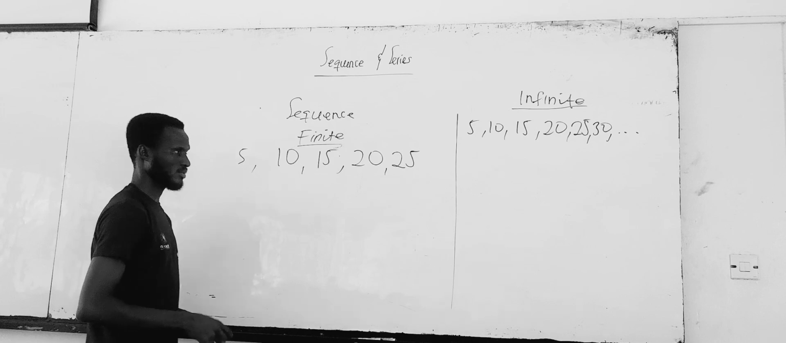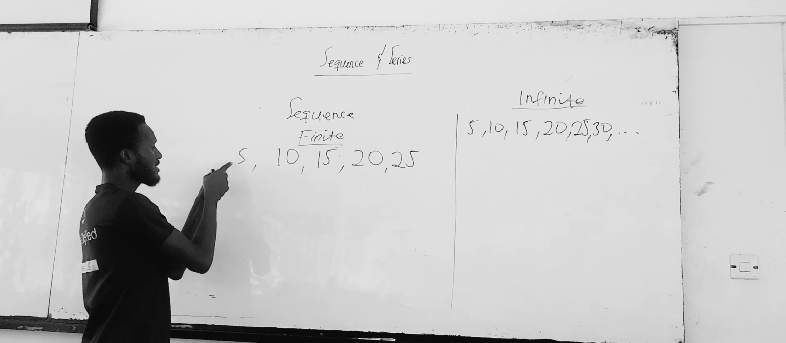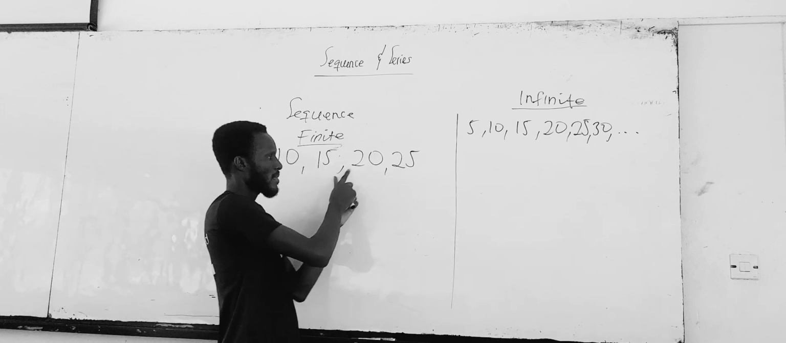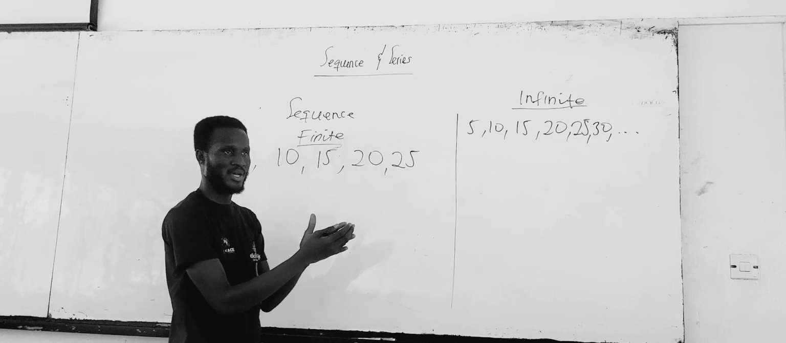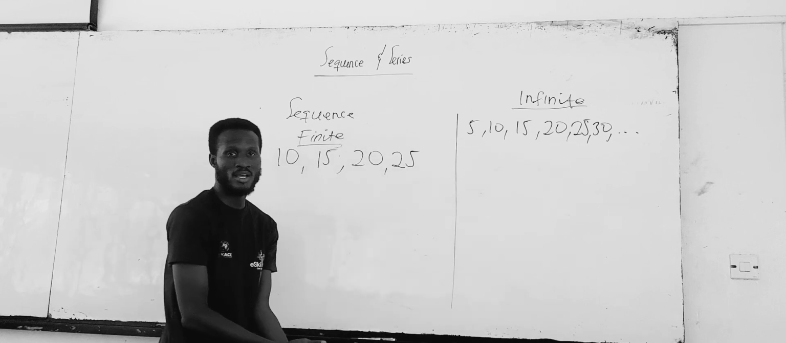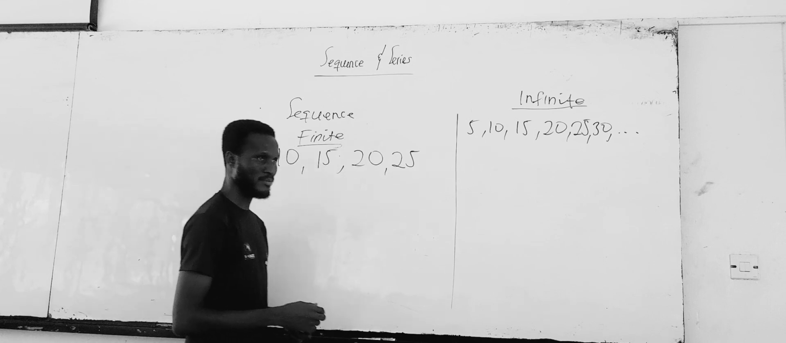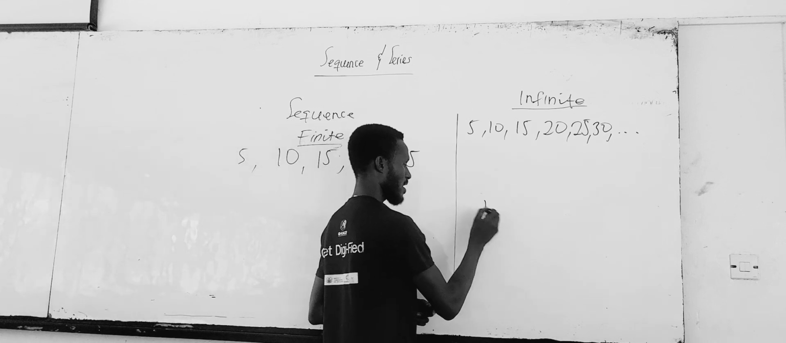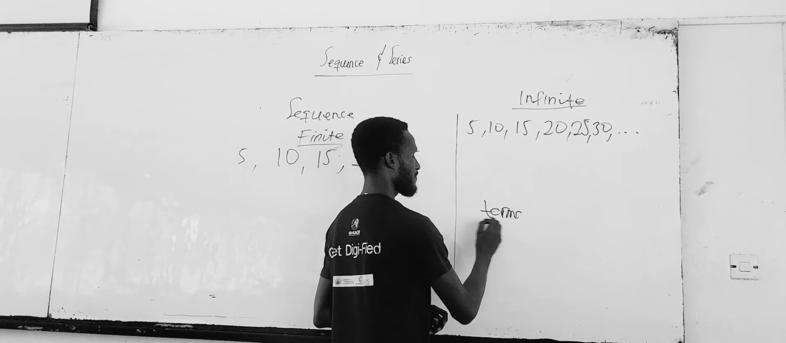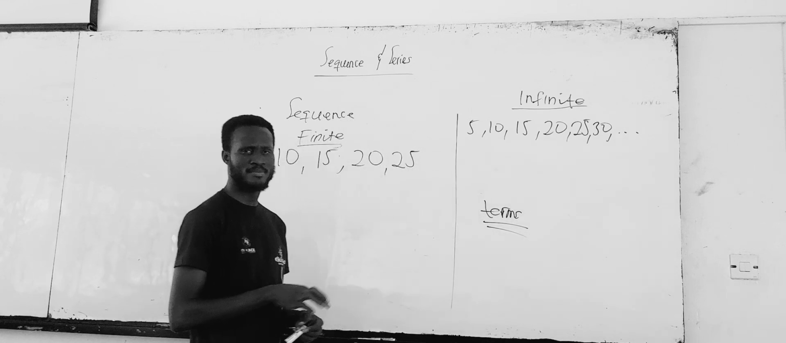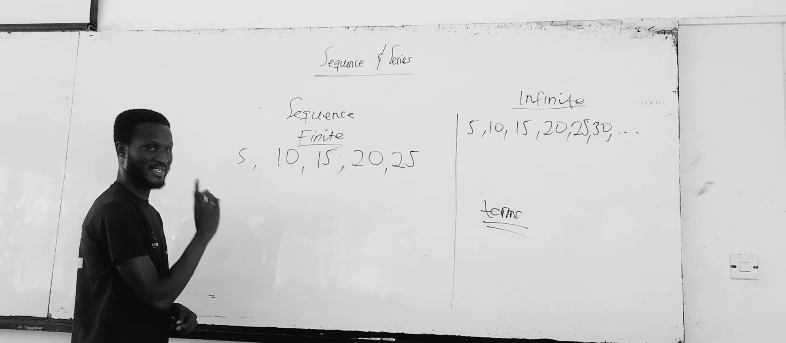Now let's look at this one. You see this number, this number, this number, and this number, they all follow a particular pattern, of which we can even predict the next number. But look at something. We have something called terms when we talk about a sequence. And what are the terms in the sequence?